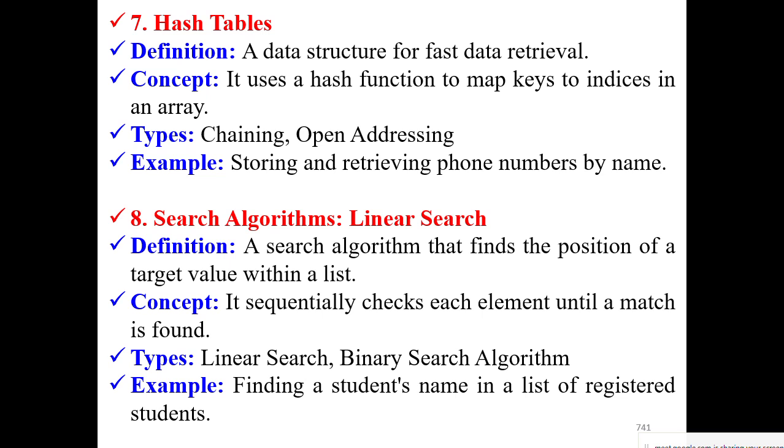Then binary search uses mid equal to low plus high by 2. That means we are getting the mid position of the element. Then we check the element against the mid position. If it is less, then you leave the right portion. If it is greater than the mid position, you leave the first half and search in the next half. That's why the time complexity of binary search is order of log n. Finding a student's name in a list of registered students is a binary search example.